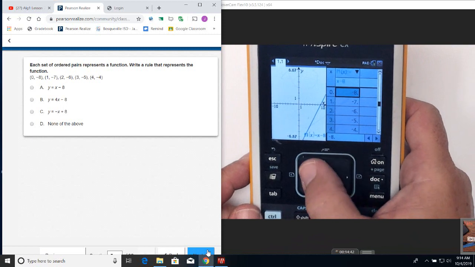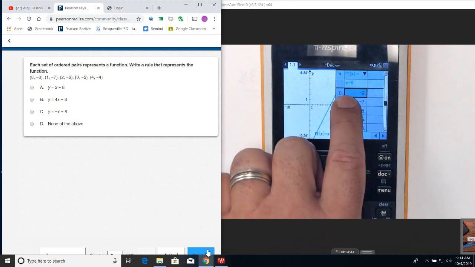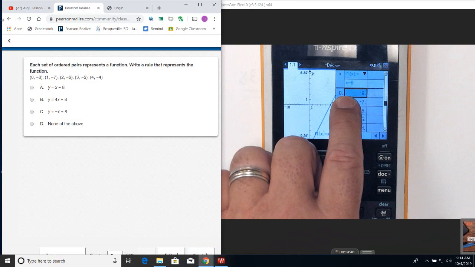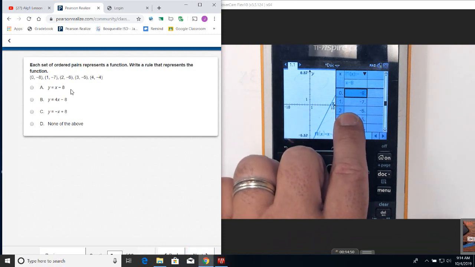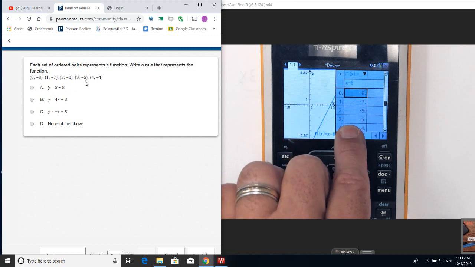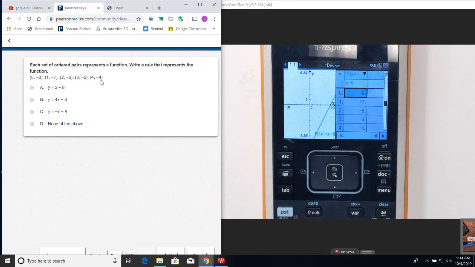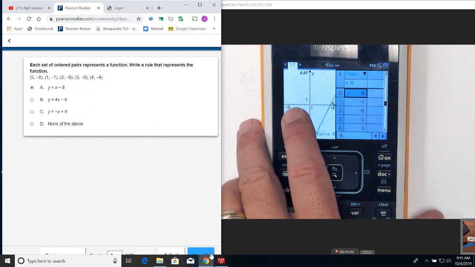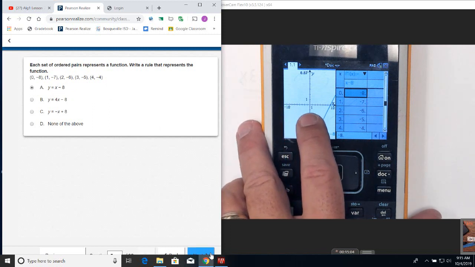Do I have a 0, negative 8? See, there's a 0, negative 8 here. And there's also, in my ordered pair, 0, negative 8. That looks good. 1, negative 7. 2, negative 6. 3, negative 5. 4, negative 4. We didn't even have to do any calculations, did we? Okay? We let our calculator do that. Is that a good way of doing it? Not really, but it's a good way of checking your work.